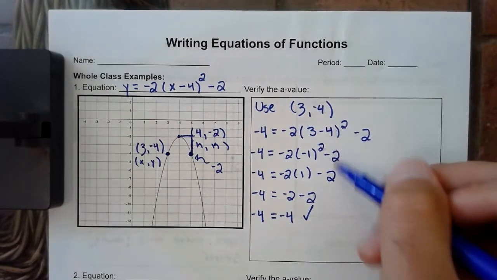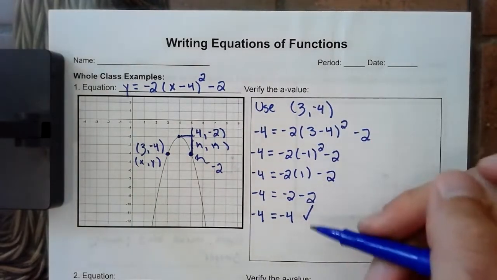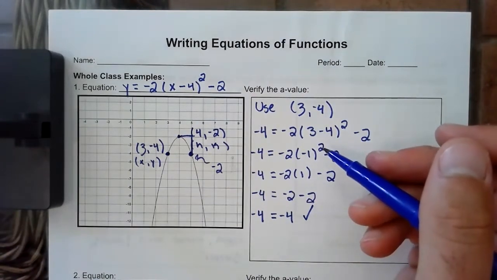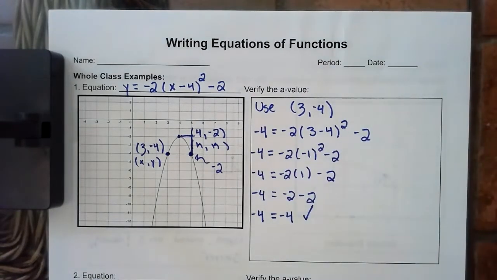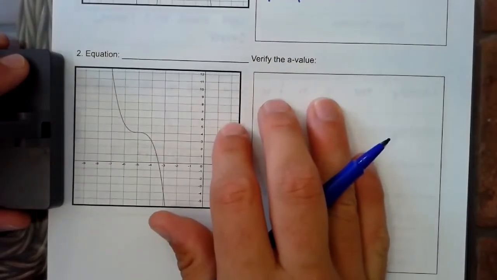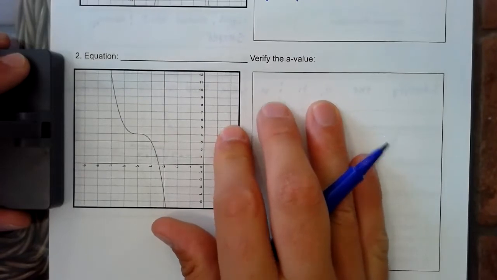Now, again, go slow when you're using your order of operations and thinking about doing everything in the correct order, because if it's not in the correct order, then we tend to get lost a little bit. Let's go ahead and move down to our next example.